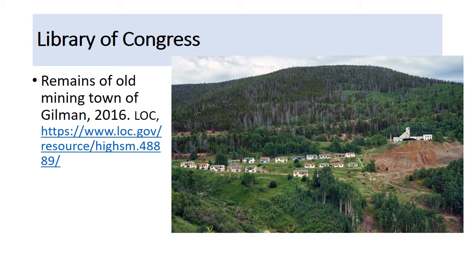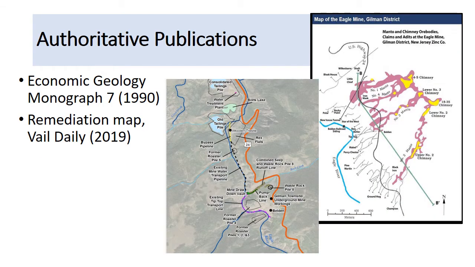This is a Library of Congress photo from 2016 of what's left of the town of Gilman on its plateau in 2016. And here are a couple of authoritative publications that I used. The one on the right from Economic Geology Monograph number 7, 1990, which was very helpful in determining the locations of the mines in relationship to each other and to the Eagle River, and the connections of the mines and the location of the Newhouse Tunnel.